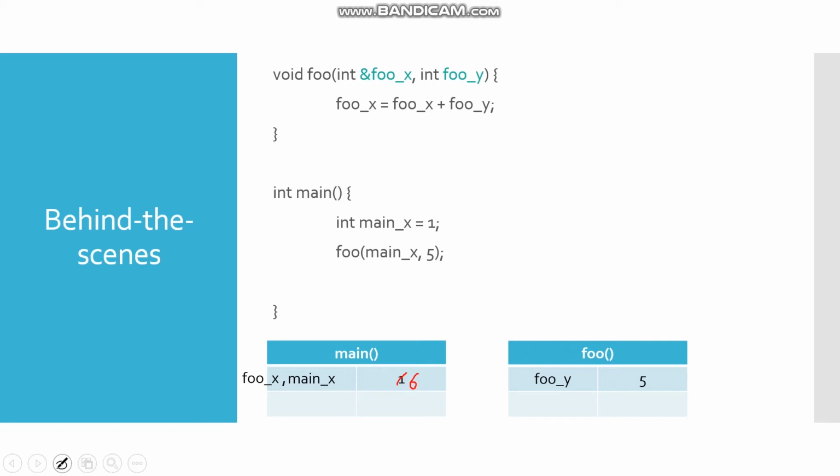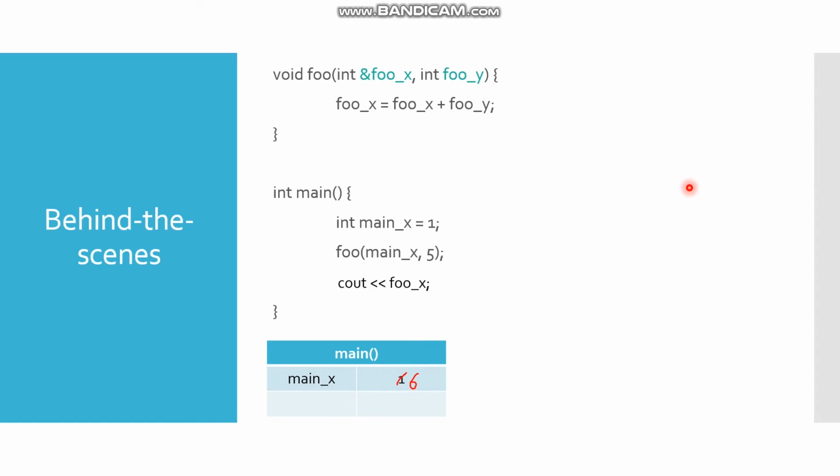So after the function has finished executing, what happens is these will be destroyed, and we are left with this. So if we try to cout foo x after this, this will not work because foo x no longer exists. The same thing goes with foo y, it no longer exists.